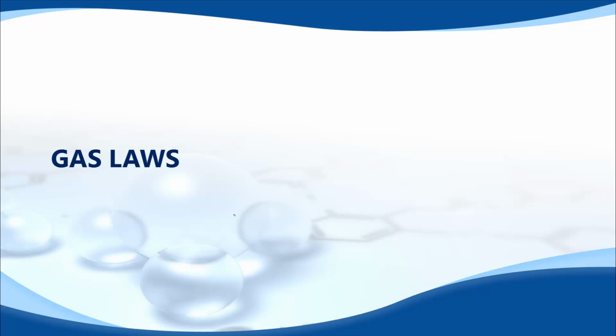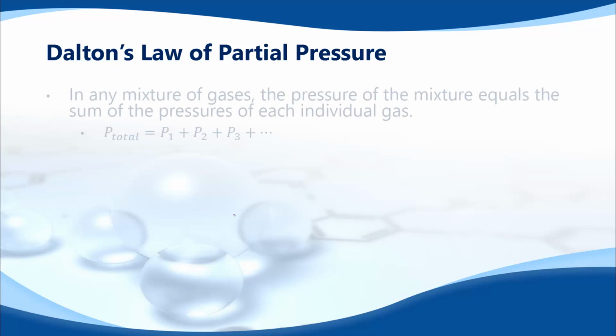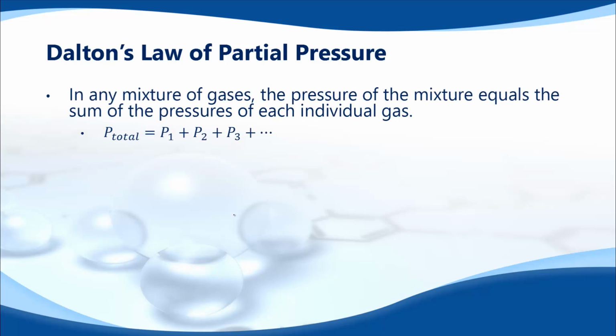Now I'm going to start off with an older gas law. This is one of Dalton's gas laws, the same person who made the first atomic theory. And his gas law of partial pressure basically says that each individual gas exerts a portion of the total pressure. So if I want to know the total pressure inside of a container, I can figure out what pressure each of the gases exerts on its own and then add them together.